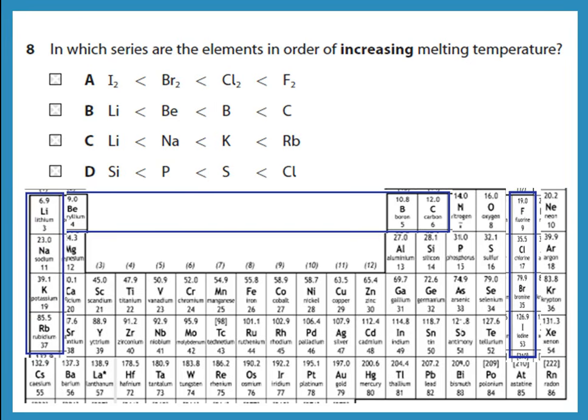Lithium, sodium, potassium, rubidium. We should remember, as I go down group 1, what is happening to the melting point? The melting point decreases, not increases. Remember, lithium has the highest melting point in group 1. Now, silicon, phosphorus, sulfur, chlorine. You should realize that silicon is actually giant like carbon, so that's a very high melting point. And then phosphorus, sulfur, and chlorine are molecular, simple covalent structures. So actually, the melting point here is decreasing, not increasing. So my answer was B.